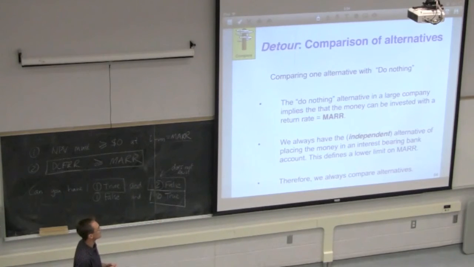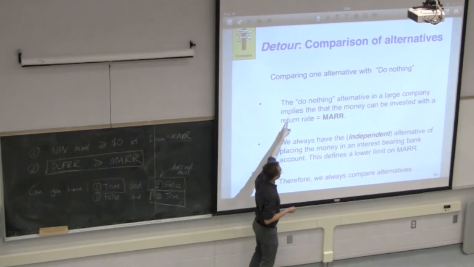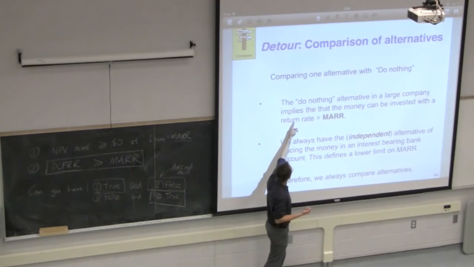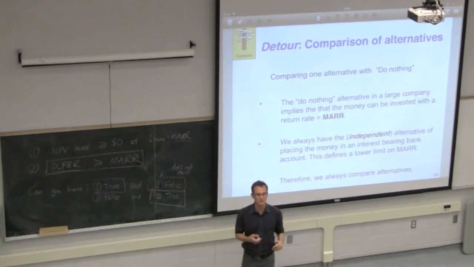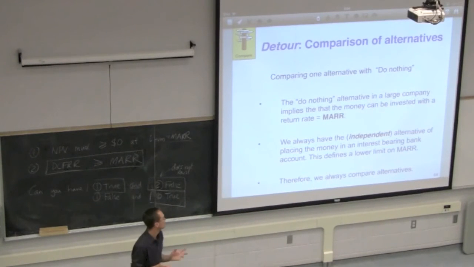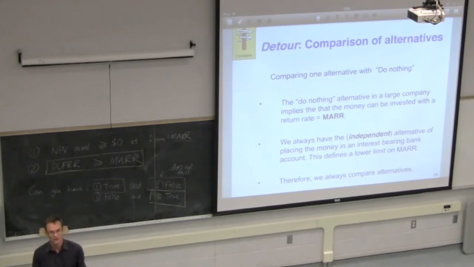What do nothing implies for a large company is that they can invest that money in an investment where they get their MARR, that minimal acceptable rate of return. So the large company's do nothing option is that they could invest it in an interest-bearing bank account or some other form of investment. And that's why they selected that MARR at that value. That's one way that they select the MARR, in fact, is they look at what is the least work approach or the do-nothing approach for them.